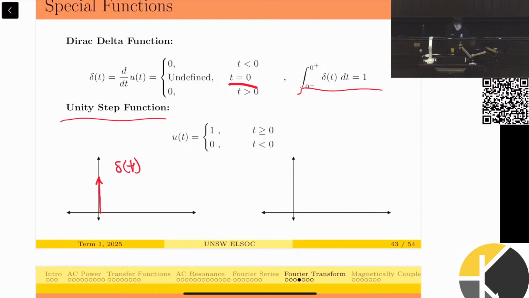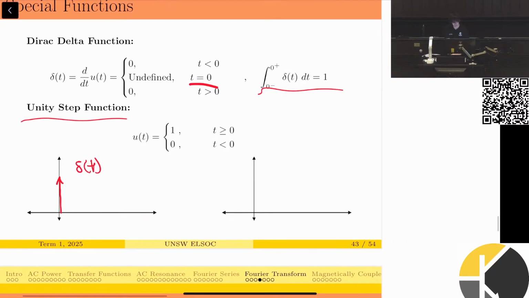Unity step function is another important one that we use a lot in Fourier transform, because typically we define our inputs as existing only for t greater than 0. So our unit step function is simply 0 for all t less than 0, and it just jumps up to 1 at t equals 0. So this is our step function.